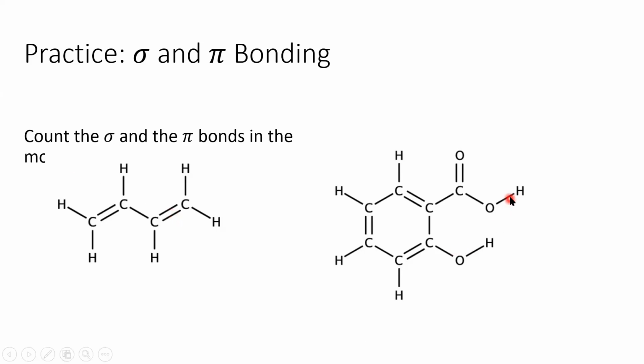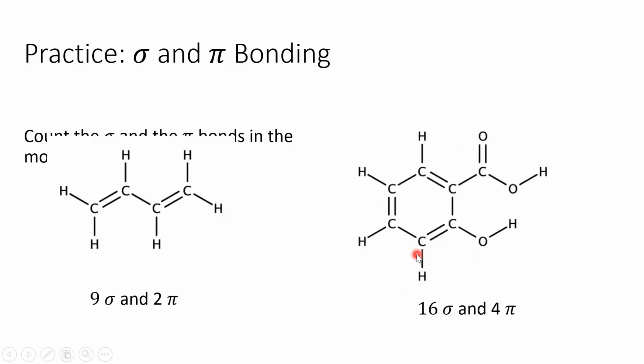It's hard to keep track here, but I'm just going to go right around. So 1, 2, 3, 4, 5, 6, 7, 8, 9, 10, 11, 12, 13, 14, 15, 16 bonds. So that means there's 16 sigma bonds. There's a pi bond here, there's a pi bond here, there's a pi bond here, and there's a pi bond here. Good, so 4 pi bonds. Excellent.